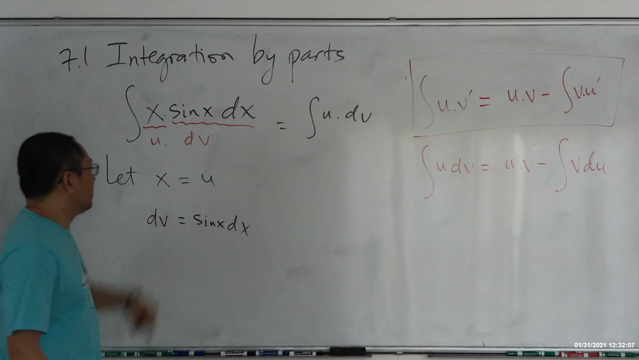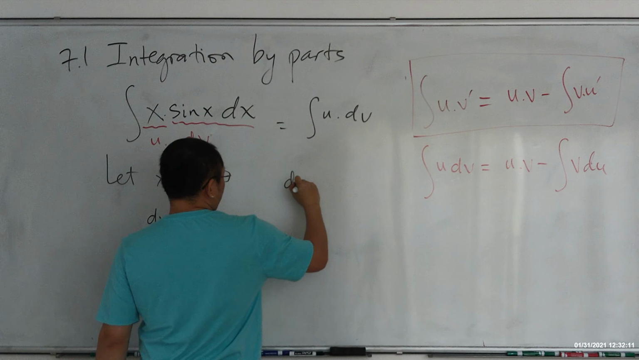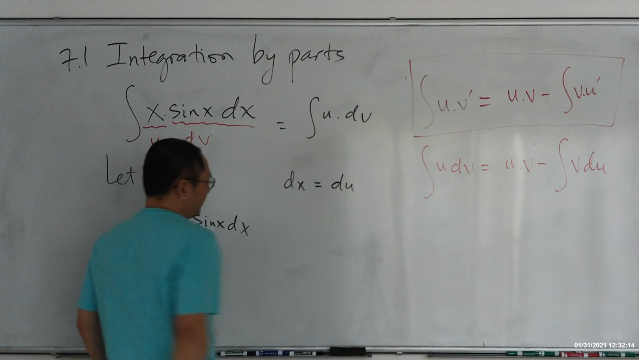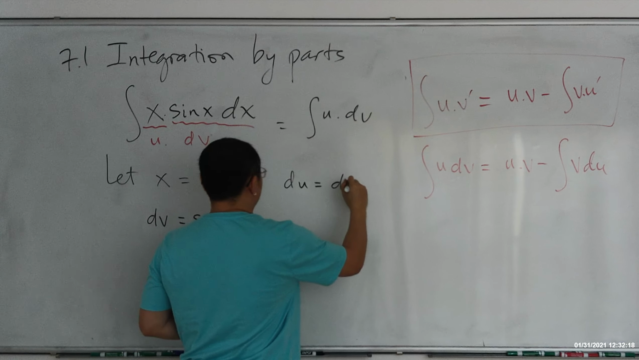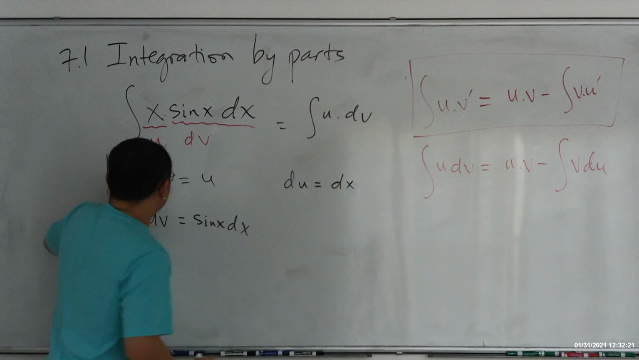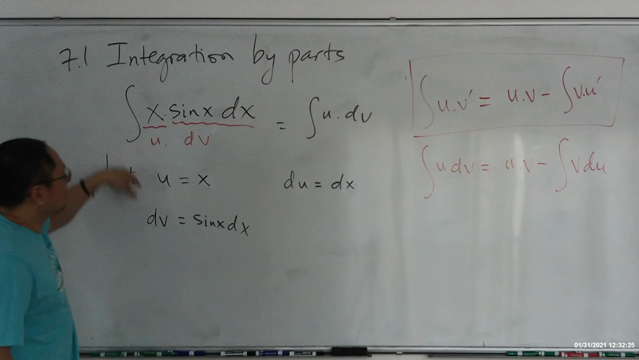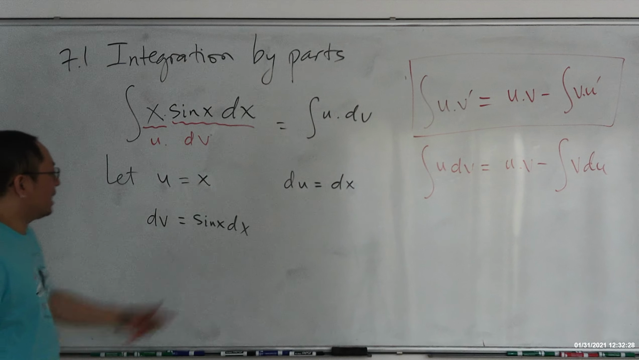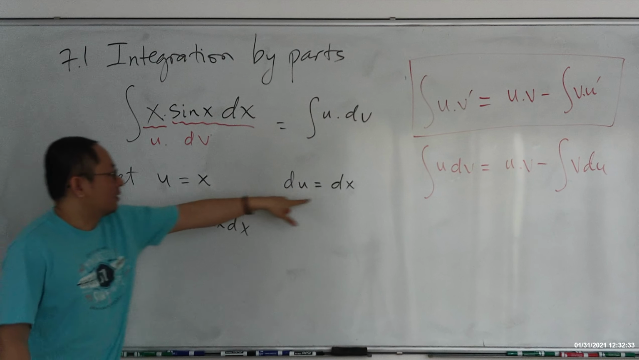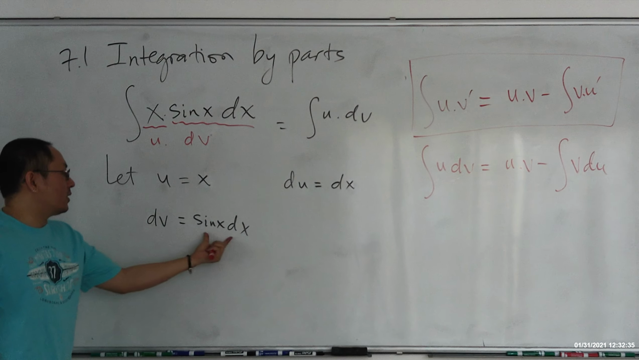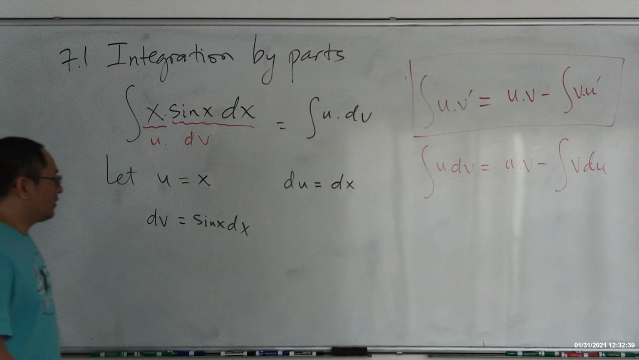So x equal to u, and I can calculate du, so du equals dx. Okay, so u equals x, so du equals dx. Take the derivative of both sides. du means derivative of u. It's the derivative of x. Okay. If dv equals sine x dx, oh, v prime is right here. The derivative is sine x. So what is v?